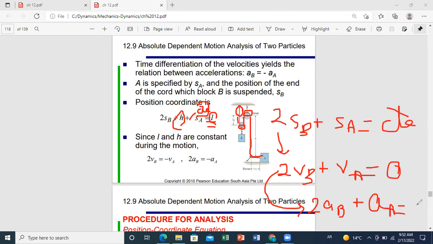And then you were able to relate velocities of your blocks A and B and accelerations of your blocks A and B. And as expected, they have opposite signs. So when B is moving down in the positive direction, because SB is considered positive downward, A will move to the left, so it will have a negative velocity. Okay. Any question on this?